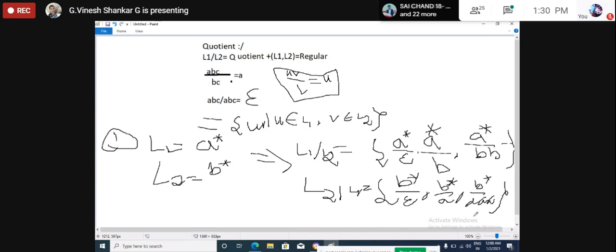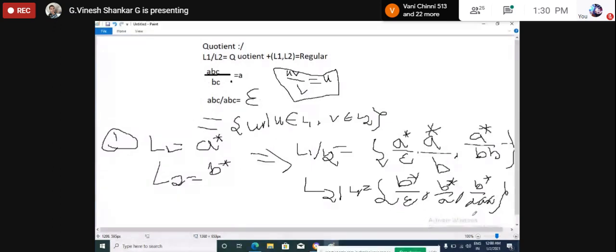That's it. This is an example, because all possibilities you have to check. When it is given simply, you can't just write A star by B star. If strings are given, A star includes epsilon, it includes single A, double A, 3 A's, 4 A's, 5 A's, and like this the A's continue. Like that you have to consider. Okay.